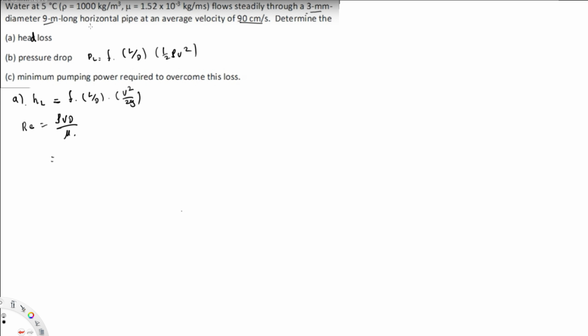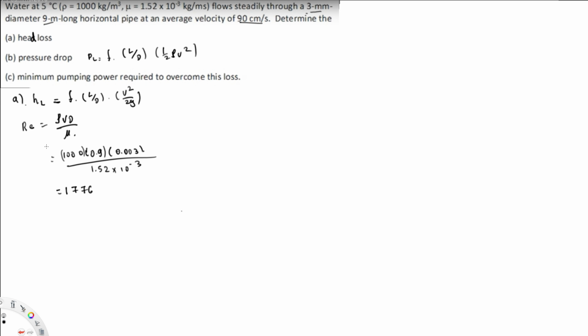We know the density of the water, 1000 kilogram per meter cube, times the velocity. It's given in centimeter per second, so let's convert it to meter per second. That's going to be 0.9 because I'm dividing by 100. Then the diameter, which is given in millimeter, so let's convert this into meter: 0.003 meter, divided by viscosity, that's 1.52 times 10 to the power of minus 3. If I calculate this value, this one comes out to be 1776.